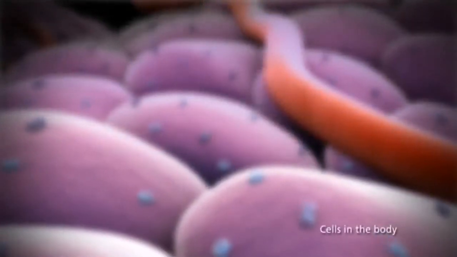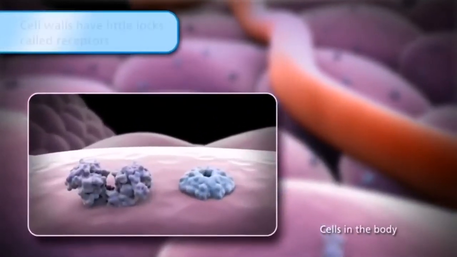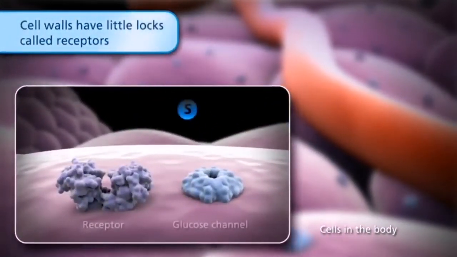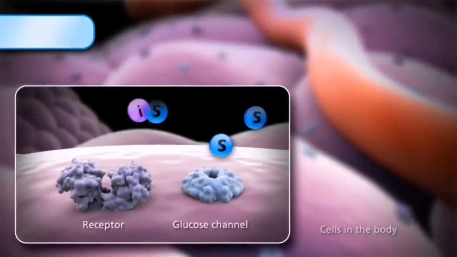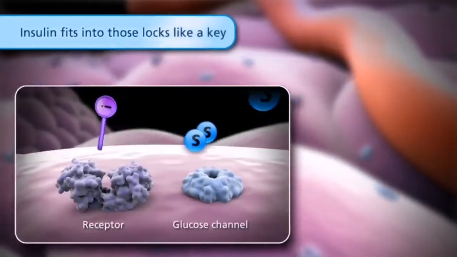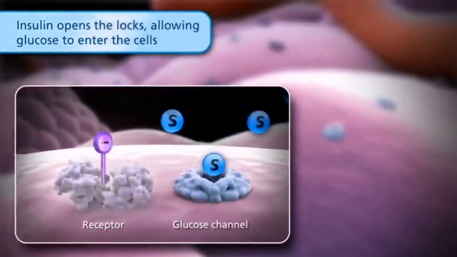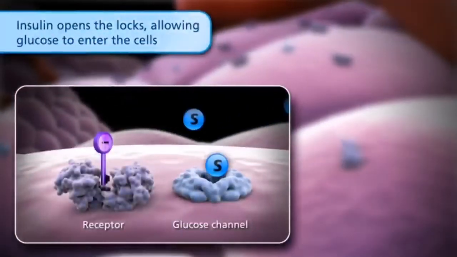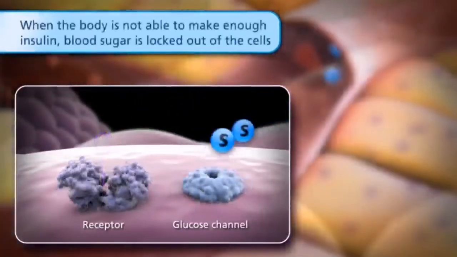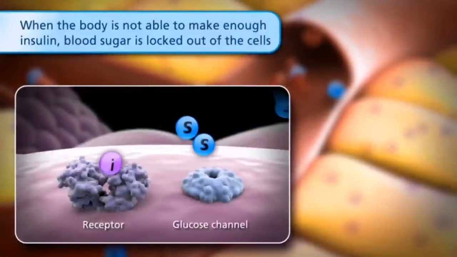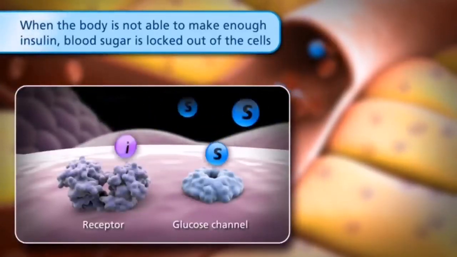Let's take a closer look. Cell walls have little locks called receptors. Insulin fits into those locks like a key. When insulin opens the locks, sugar is allowed to enter the cells. When the body is not able to make enough insulin, blood sugar is locked out of the cells.